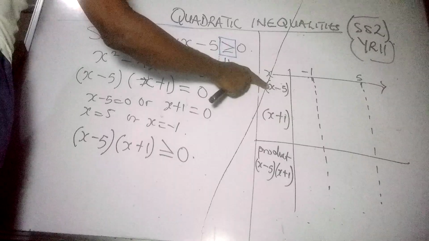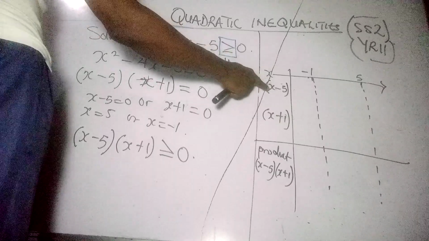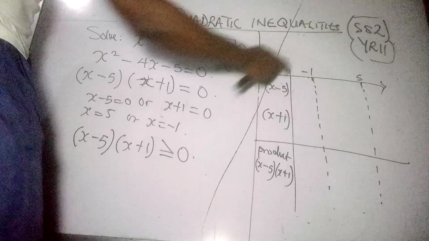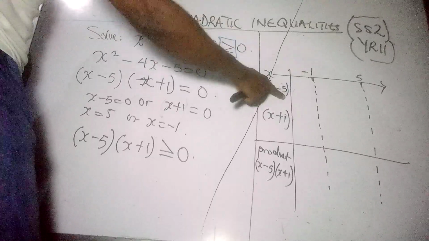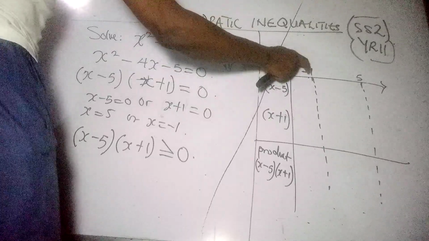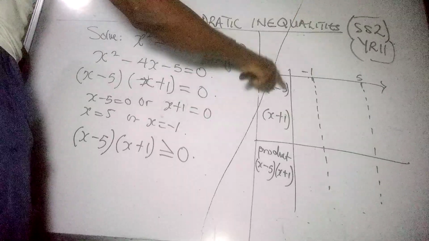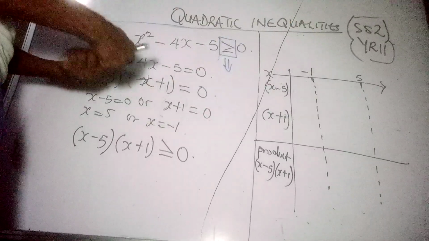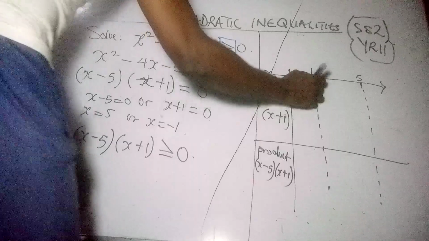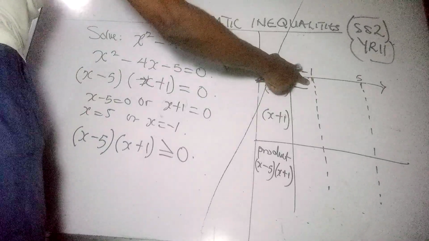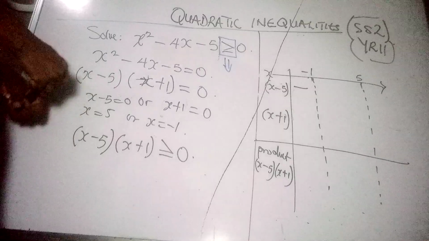If I put minus 2 here to replace x, minus 2 minus 5 will be minus 7. If I put minus 3, minus 3 minus 5 will be minus 8. If I put this very particular minus 1, minus 1 minus 5 will be minus 6. That means everything we are getting is negative. That means before minus 1, let's go after minus 1.